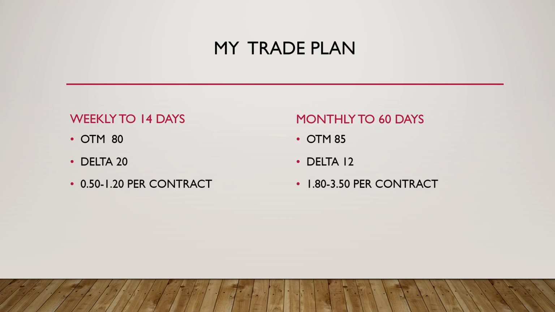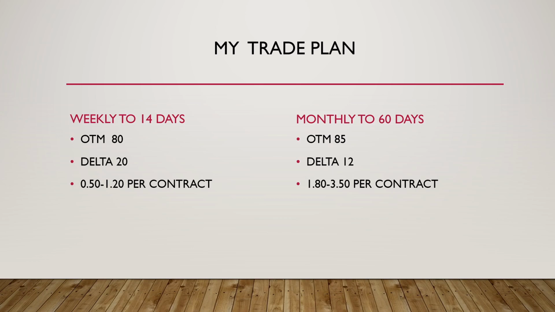For my monthlies, up to 60 days, 85% probability of expiring worthless out the money, less than 12 delta, and I'm looking for $1.80 to $3.50. That's what I'm looking for.